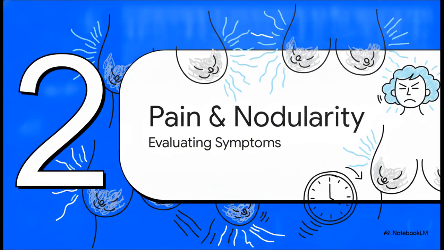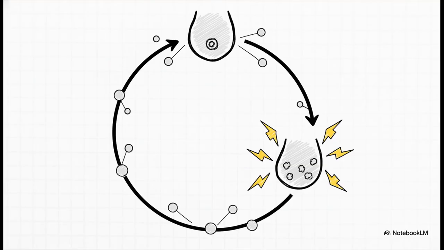Moving right along to Section 2, evaluating pain and nodularity. So, armed with that developmental timeline, evaluating symptoms gets a whole lot clearer. The absolute most common manifestations that bring highly anxious patients into the clinic are diffuse breast pain and nodularity. We call this cyclical mastalgia. It's breast pain that follows the menstrual cycle, usually showing up around day 14 and ramping up in severity until day 28, often with this generalized lumpiness.